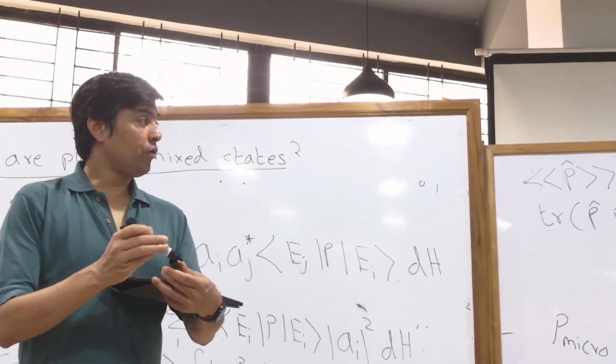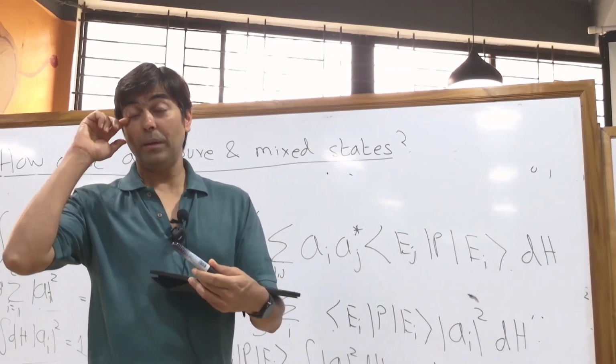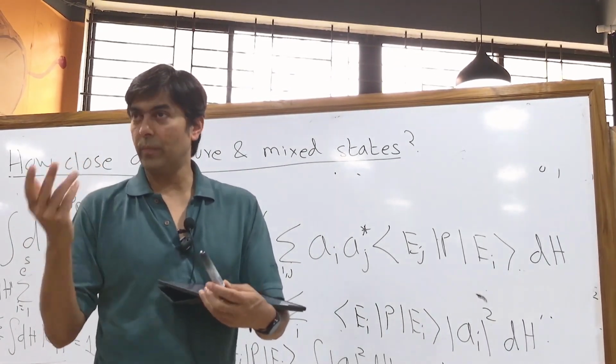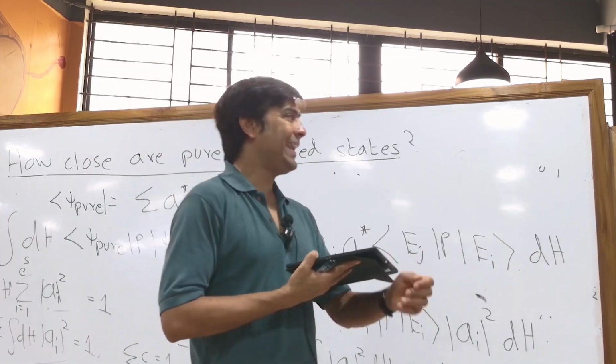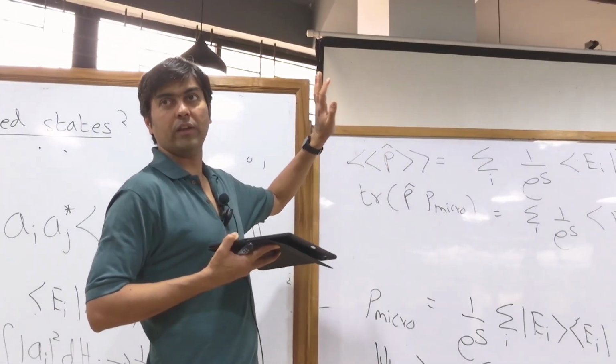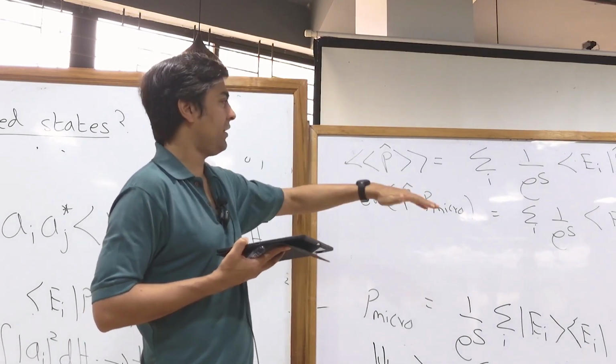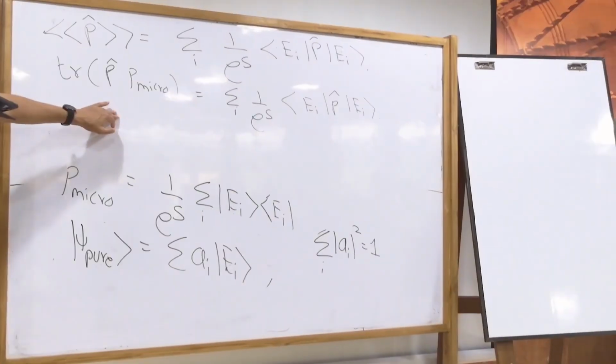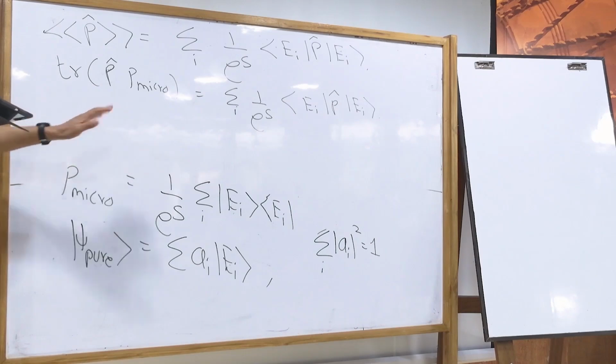Okay. So what we found is that in a typical pure state, the expectation value of any projector, I didn't have to specify which projector I was looking at, is the same as the expectation value in the microcanonical ensemble. That's what we just showed.